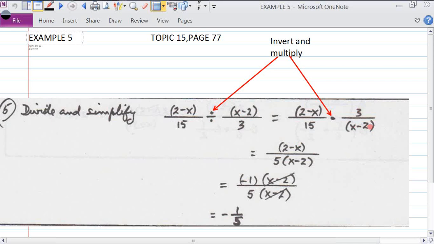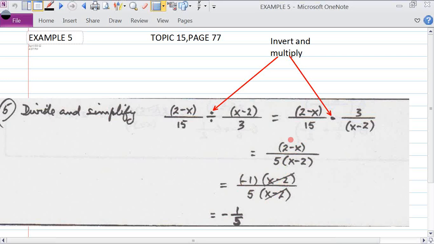I invert and multiply. Now, what I do is, okay, the 3 goes into the 15 5 times, so I'm left with a 5 here. So 3 goes into the 15 5 times. Notice, this term is this term. This term is this term. And so this becomes minus 1, just like we did before, because minus 1 times x is minus x, and minus 1 times minus 2 is 2.